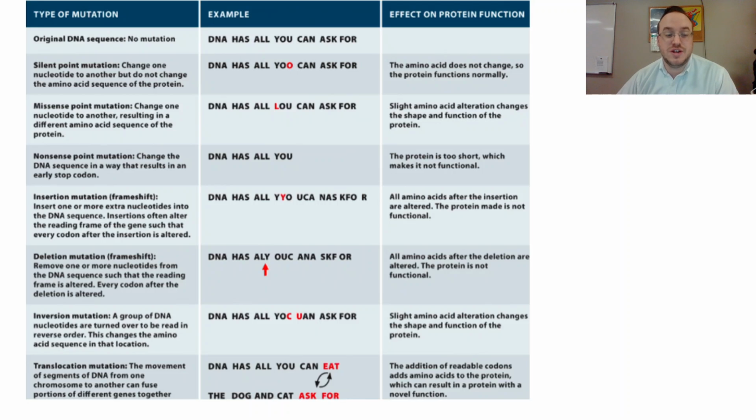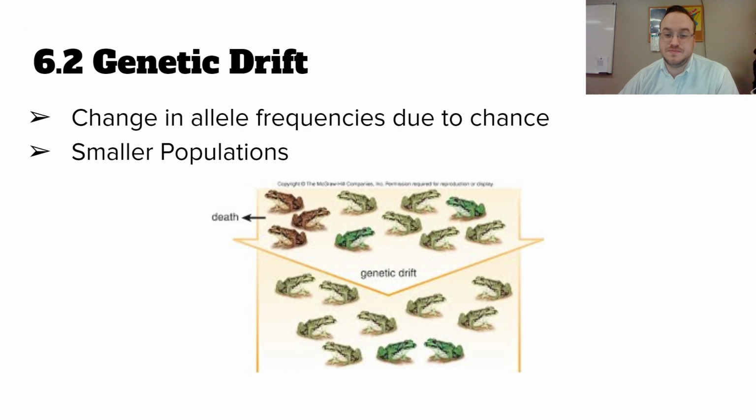Then we've got inversion and translocation. Remember that translocation is what happens in crossing over, so it's one that normally happens. We'll say normally here, as in it happens all the time. And an inversion is just when a couple switch spots.